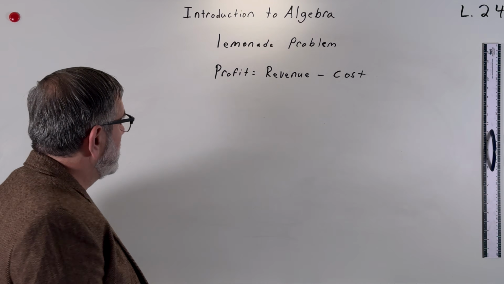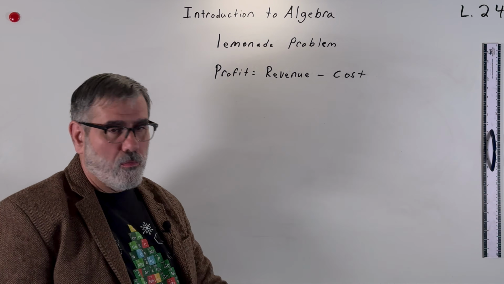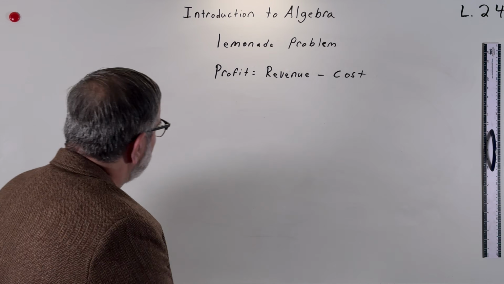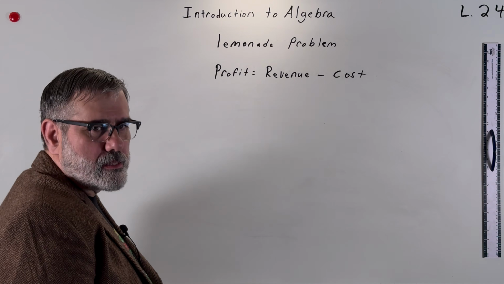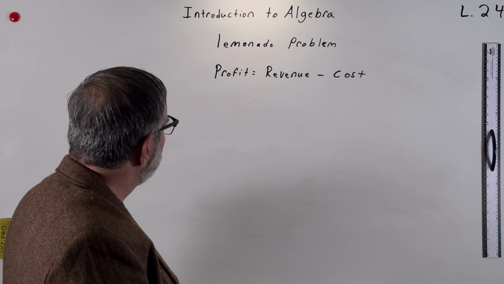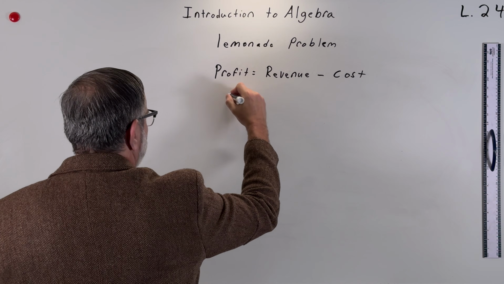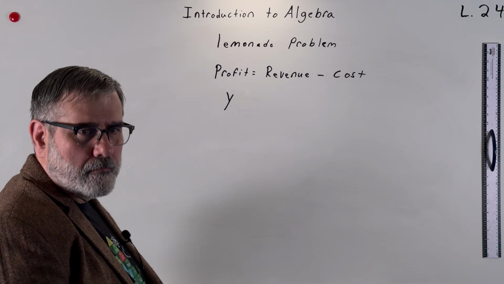So our basic expression was that profit equals revenue minus cost. Pretty sound logic, yes? Profit is our dependent variable. That's the thing we would like to determine. It's our dependent variable, so we're going to call that y. Okay?